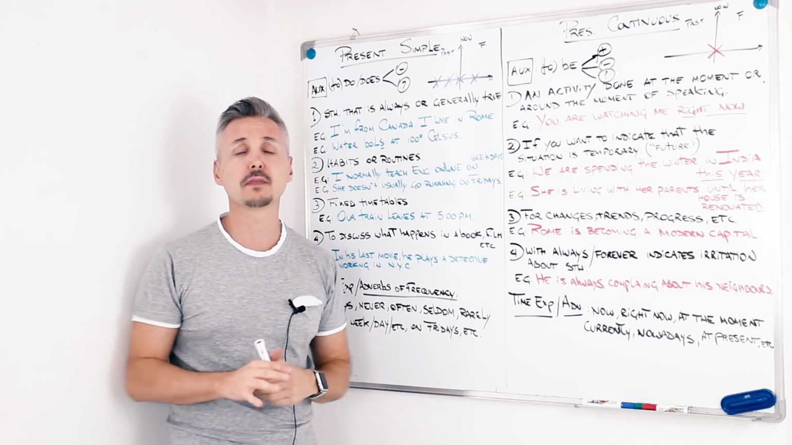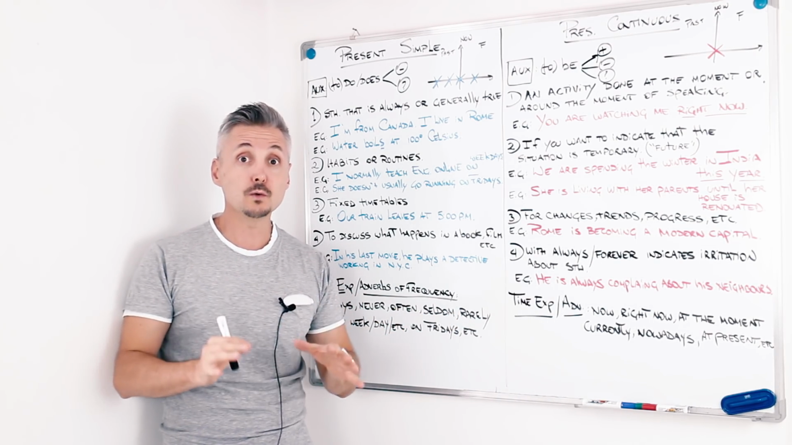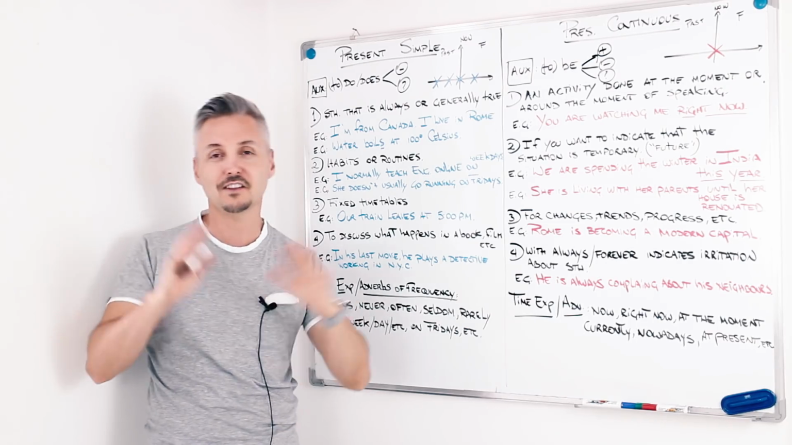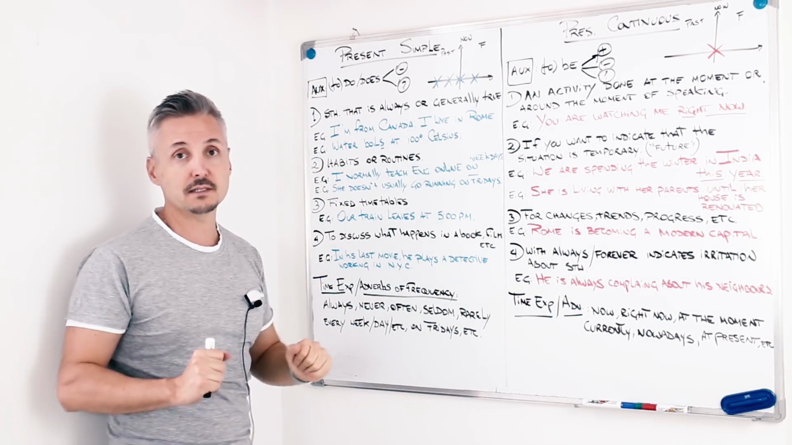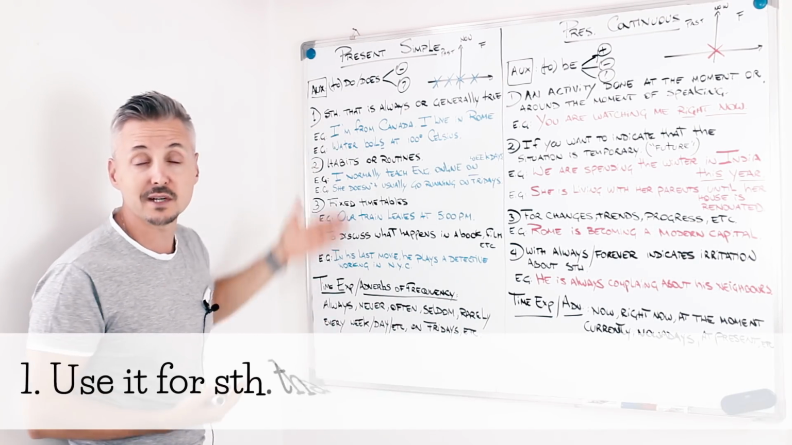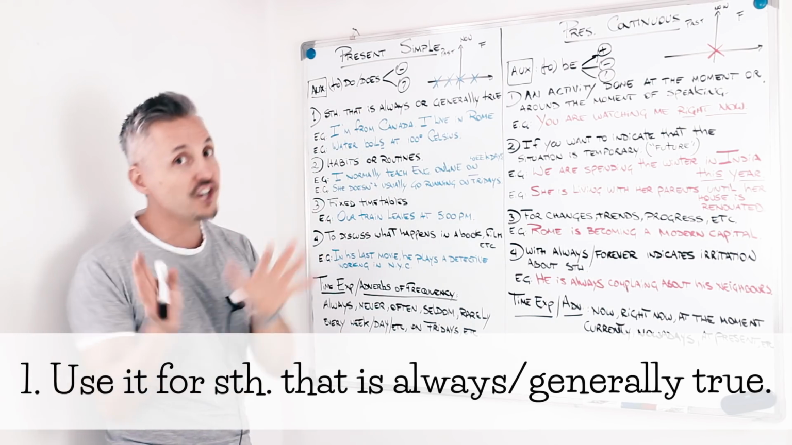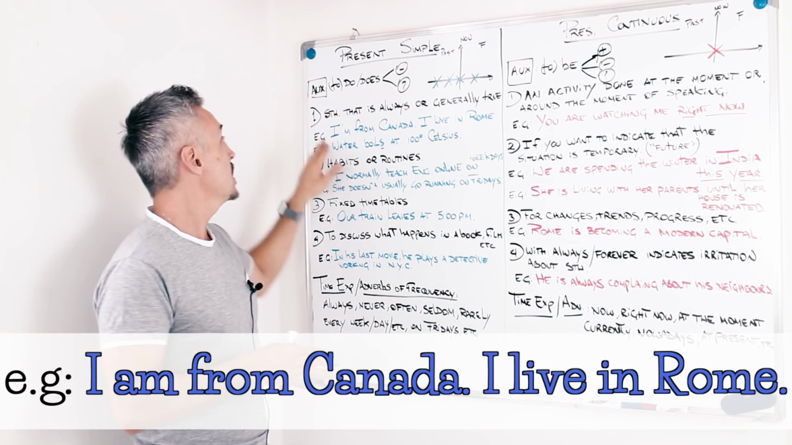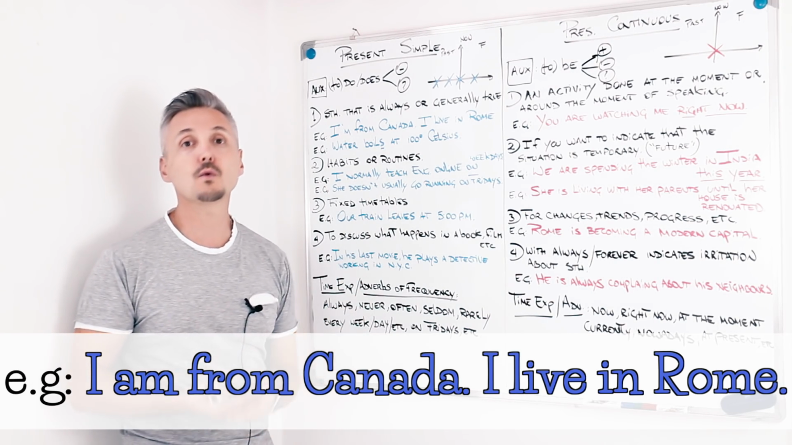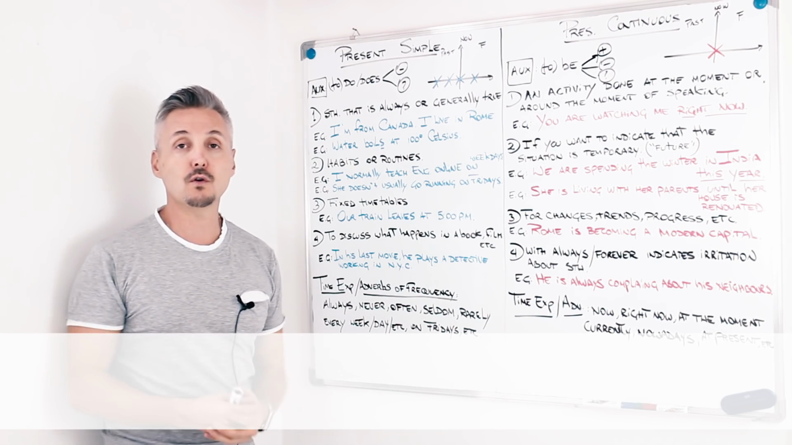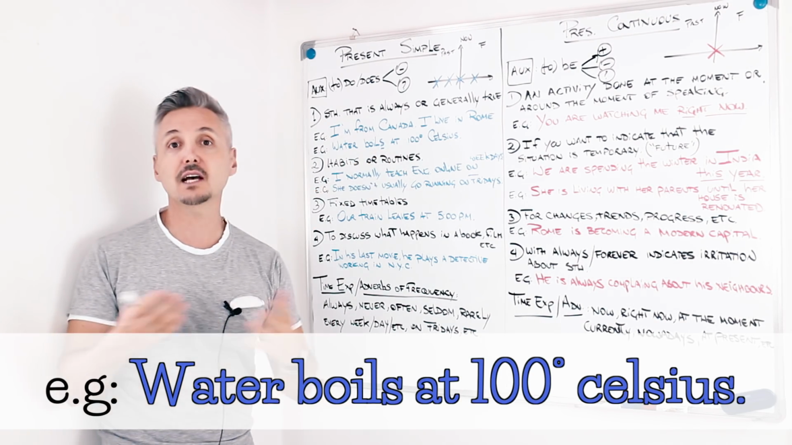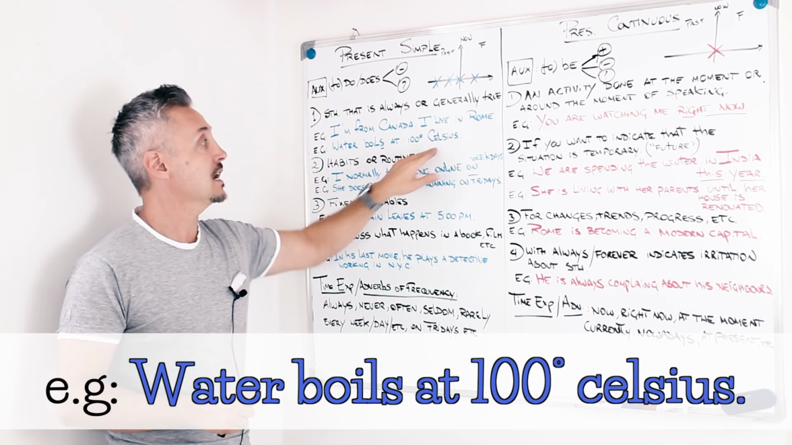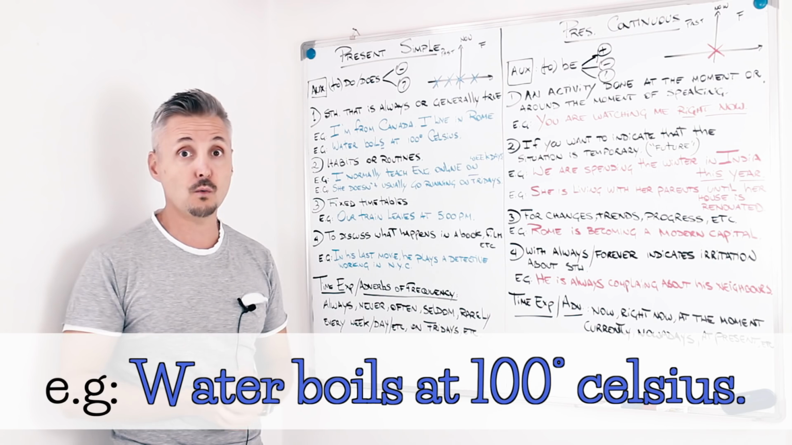Okay, let's look at the differences. I have to tell you though that we use the present simple and the present continuous also for the future. But this is another topic. So the first difference: we use the present simple for something that is always or generally true. For example, I am from Canada. I live in Rome, okay? So these are two sentences with the present simple. I can say also water boils at 100 degrees Celsius. So water boils, third person singular, at 100 Celsius. It's always true.